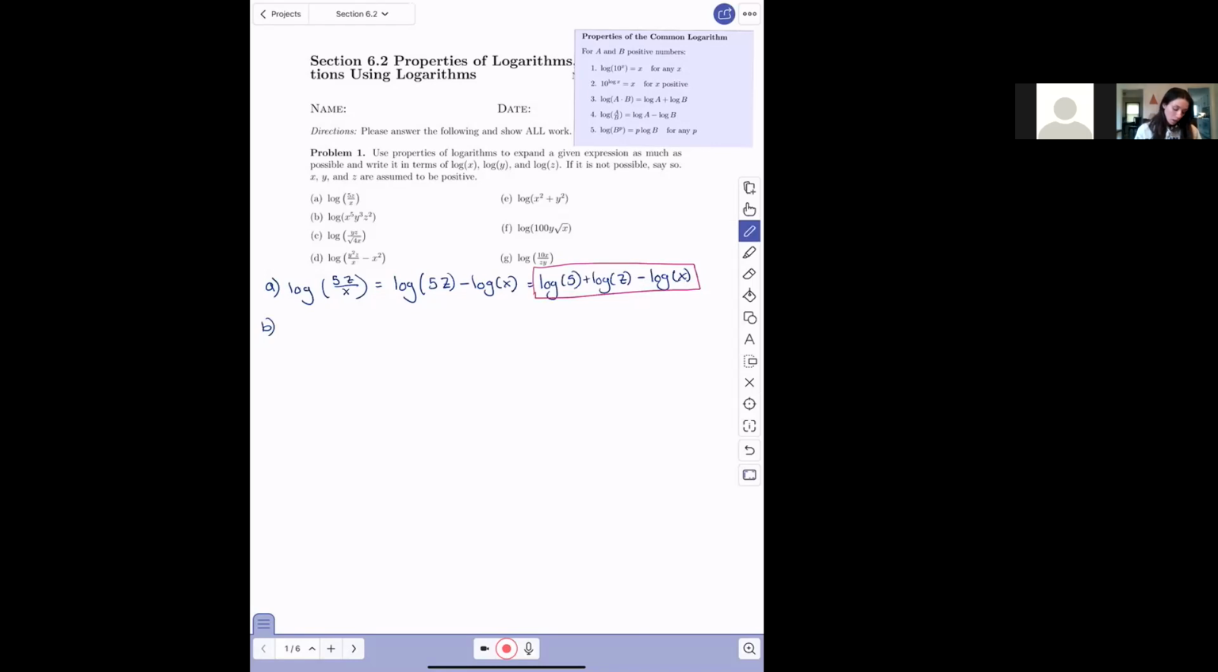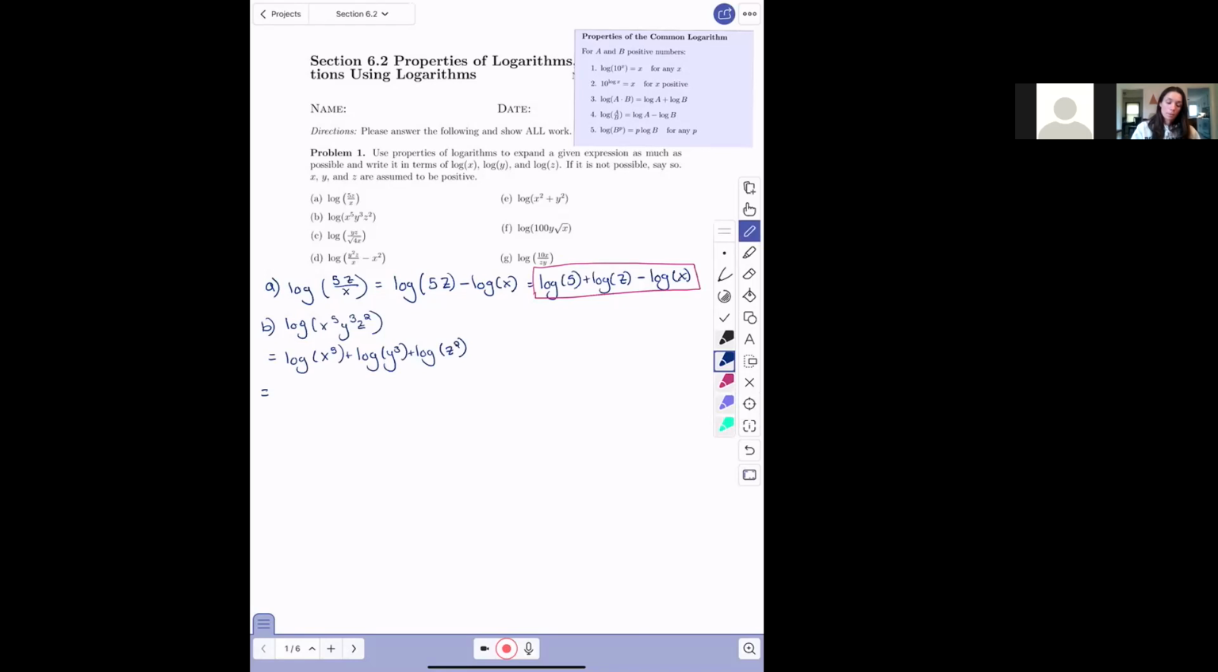Okay, problem B. All right, here we have log of x to the power 5 y cubed z squared. So what's happening here is inside of our logarithm, we have multiplication and values being raised to a power. So we're going to have to use property 3 and 5 on this one. So this is equal to, I'm going to go ahead and use my property 3 first, my products. So log of x to the power 5 plus log of y cubed plus log of z squared.